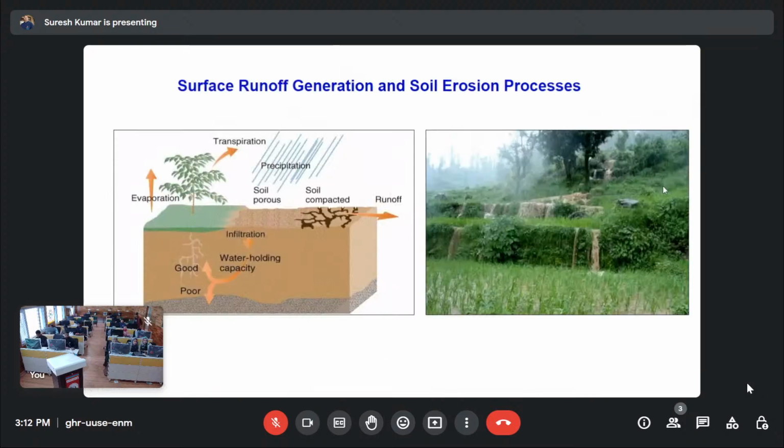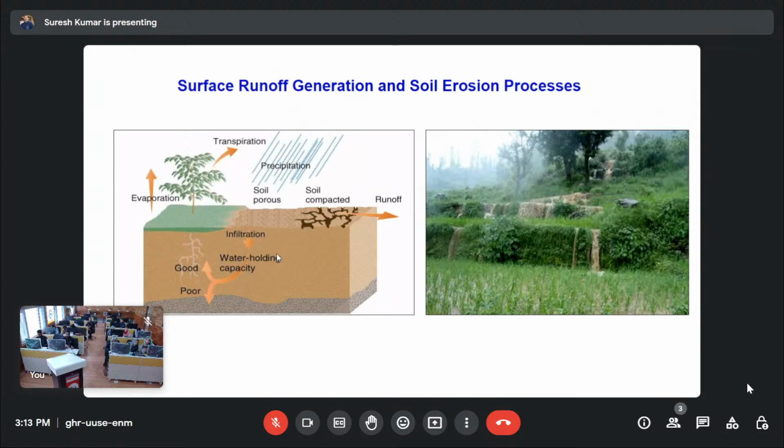If you see how it happens, assume this is the soil and this is the precipitation. Rains are coming, and this rainwater gets absorbed by the soil. That is the infiltration rate, because soil has water holding capacity, so it absorbs the water. Around 40% gets absorbed, but 60% of rainwater in general moves over the surface. When it moves over the surface, it causes erosion.